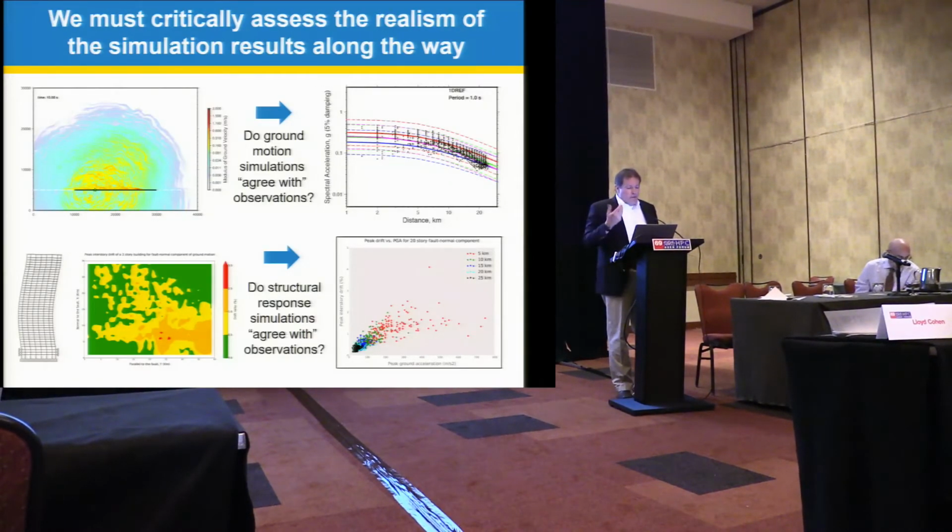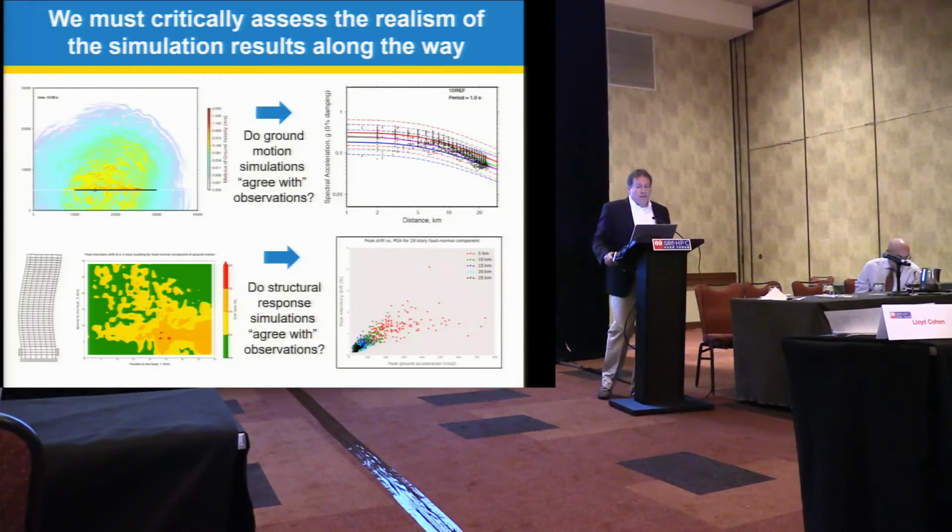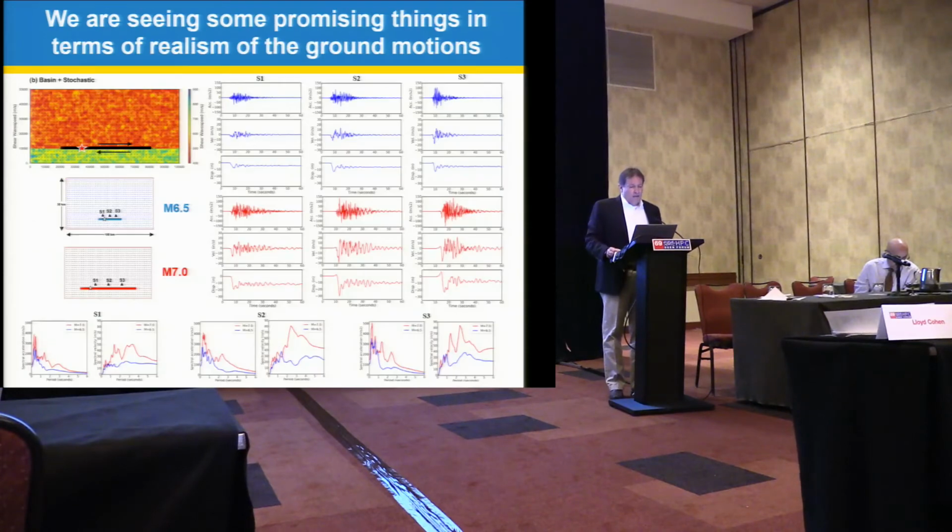So we heard about validation in the last presentation, which is critically important. And our project is about developing the code and the software to enable higher level calculations, but we still want to look and see if our calculations essentially agree in some sense with observations. And so we have been looking at ground motion prediction equations, and we have been looking at structural response to see if both of those map up with what we would expect from earthquake observations. And we're seeing some promising things.